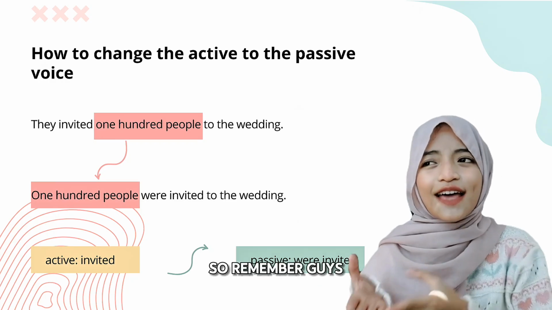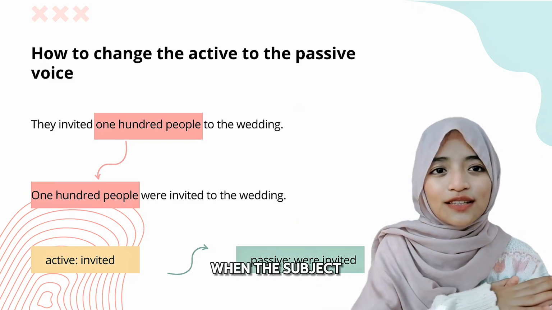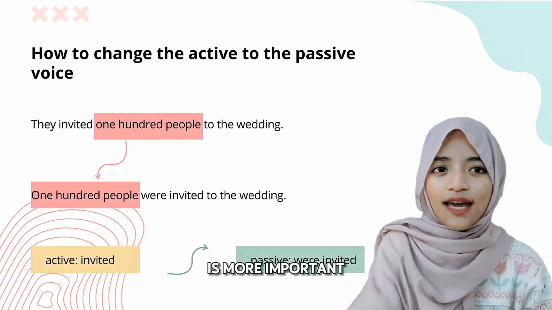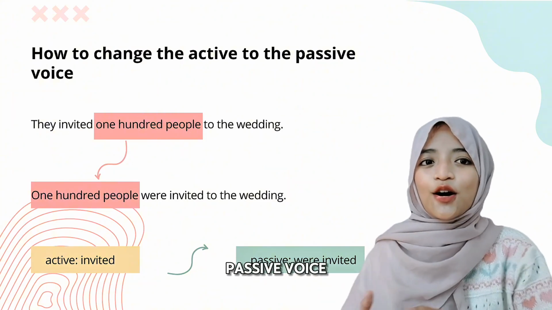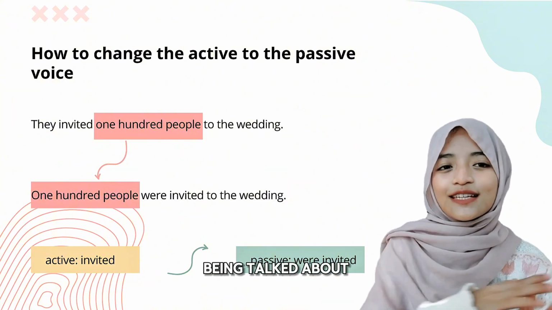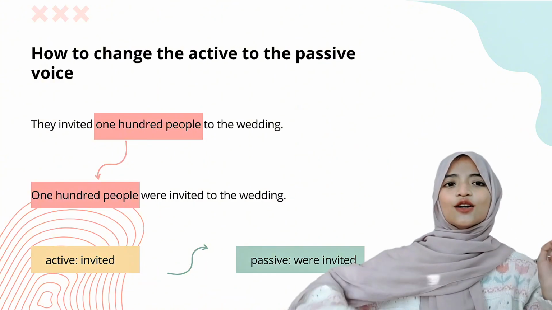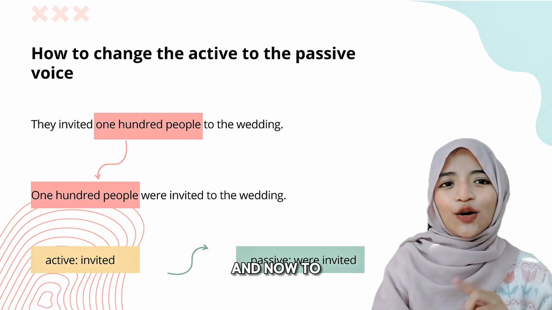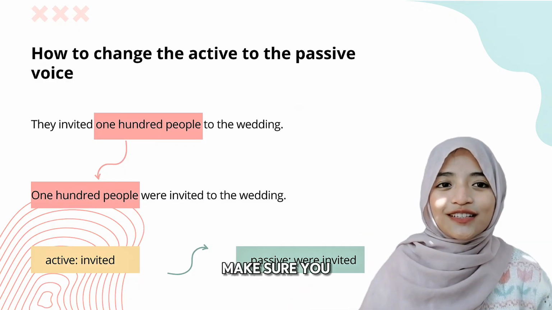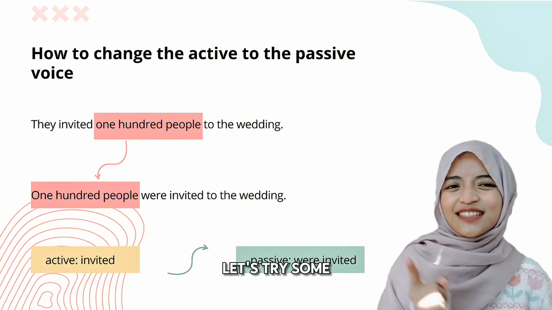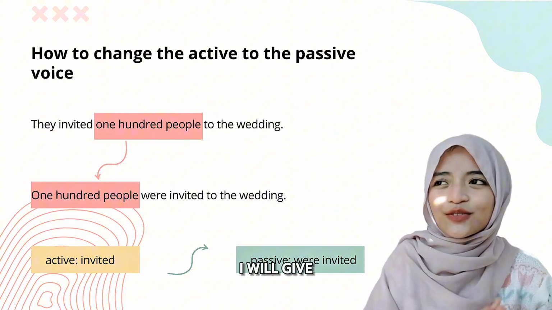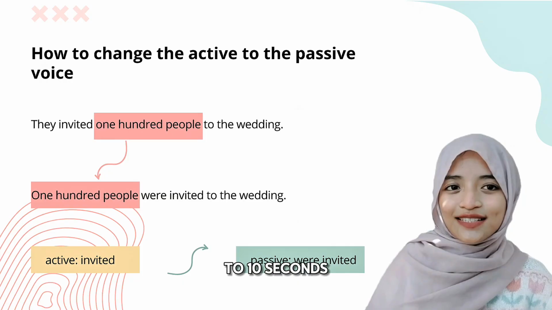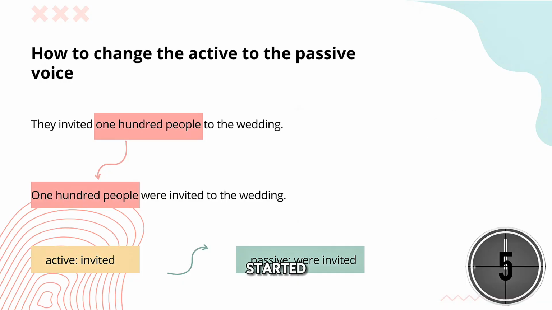So remember guys, we use active voice when the subject doing the action is more important, and we use passive voice when the object being talked about is more interesting. So that's how active and passive voice work. And now, to make sure you really got it, let's try a little quiz together. I will give you around 5 to 10 seconds to answer. So let's get started.